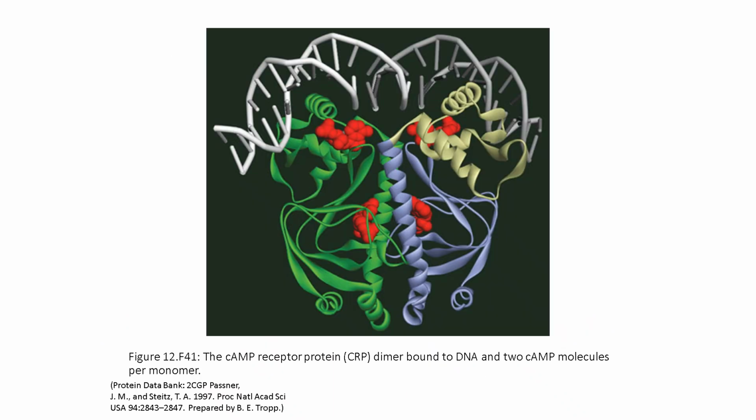This figure shows the cAMP receptor protein, or CRP, bound to DNA. Each monomer of the CRP dimer binds two molecules of cAMP. The binding of cAMP induces a conformational change in CRP, allowing it to interact with the major groove of the DNA. This interaction stabilizes the binding of RNA polymerase to the promoter and facilitates efficient transcription initiation.